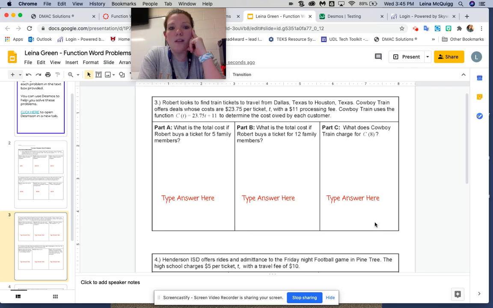All right, Robert looks to find train tickets to travel from Dallas, Texas to Houston, Texas. Cowboy Train offers deals whose costs are $23.75 per ticket T. We're going to use T to represent tickets with a $11 processing fee. So we have to pay $23.75 per ticket plus $11 to process our payment. Cowboy Train uses the function C of T equals 23.75 T plus 11 to determine the cost owed by each customer. So part A, what is the total cost if Robert buys a ticket for 5 family members?